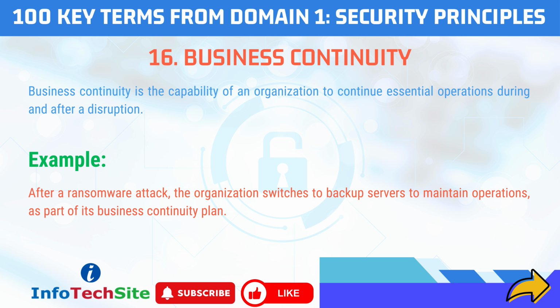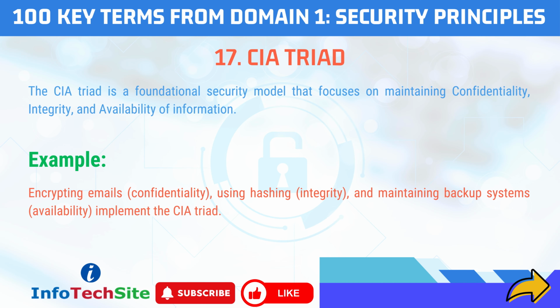An example includes: after a ransomware attack, the organization switches to backup servers to maintain operations as part of its business continuity plan. 17. CIA triad. The CIA triad is a foundational security model that focuses on maintaining confidentiality, integrity, and availability of information. For example, encrypting emails (confidentiality), using hashing (integrity), and maintaining backup systems (availability) implement the CIA triad.